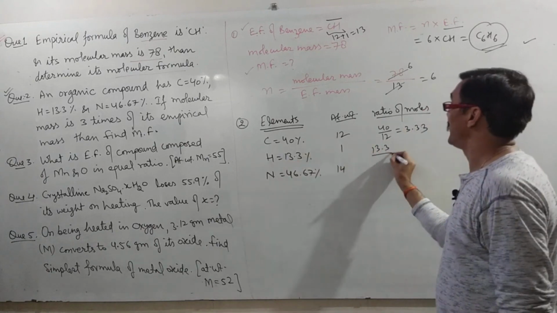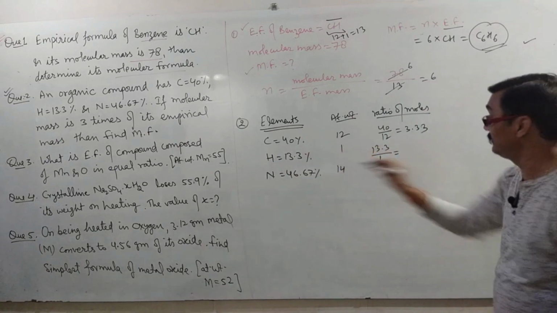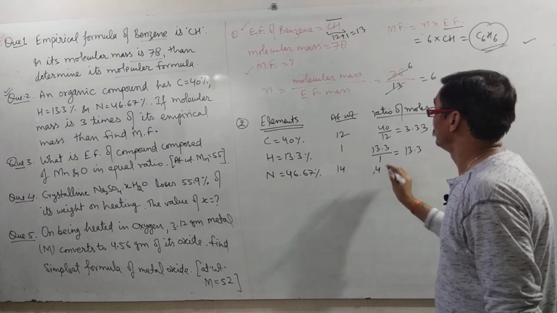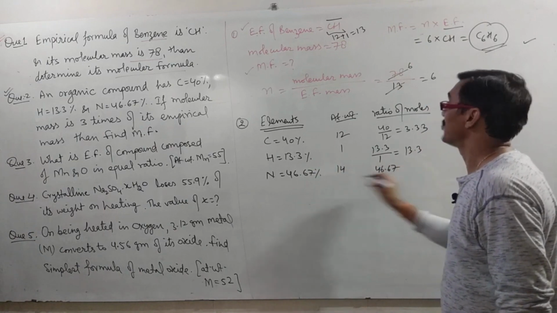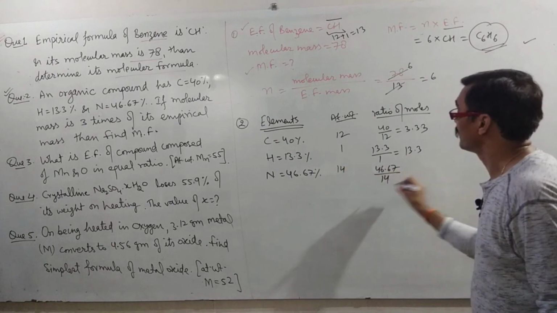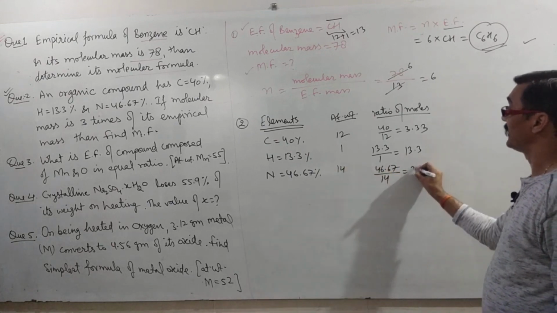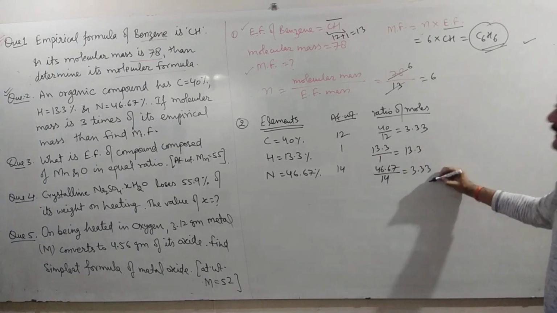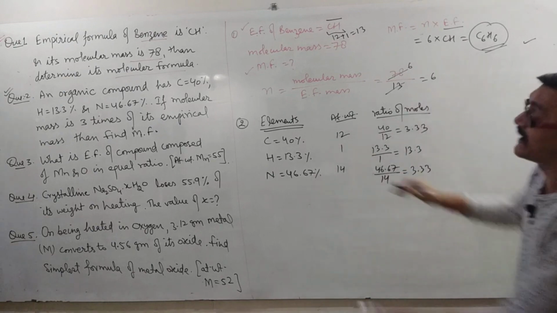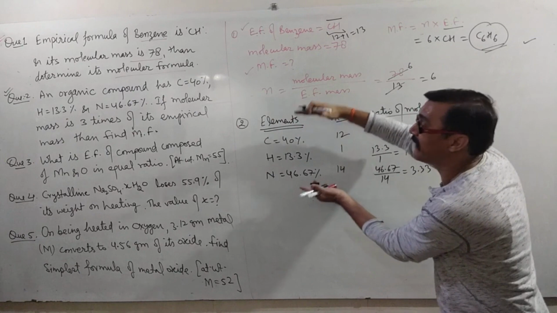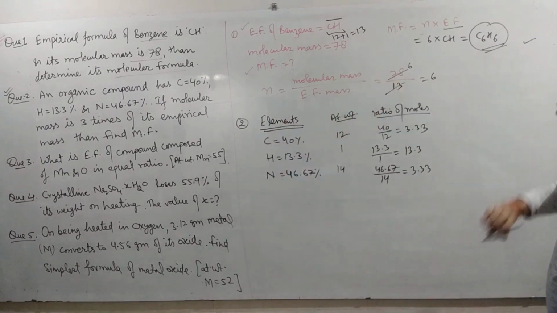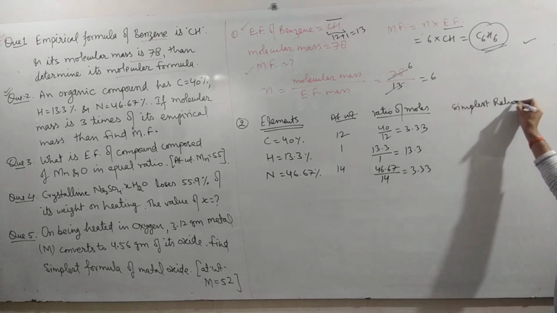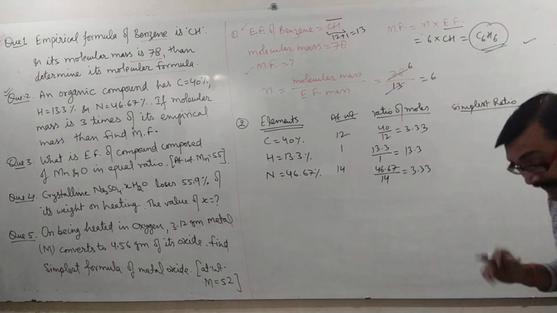Mass of hydrogen divided by atomic mass of hydrogen gives the number of moles of hydrogen, 13.3. Mass of nitrogen, 46.67, divided by atomic mass 14, is also 3.33. So 13.3 and 3.33 is the ratio of moles according to the mass percent of elements in the molecule. Now the simplest ratio.